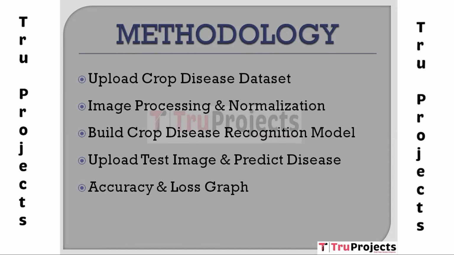Then third module, build crop disease recognition model. In this module, we are going to split the dataset into two parts, 80% of the dataset for the training of the application and 20% of the dataset for the testing of the application. The trained dataset is used to build the CNN model, and the test dataset is used to predict the accuracy, precision and recall score.